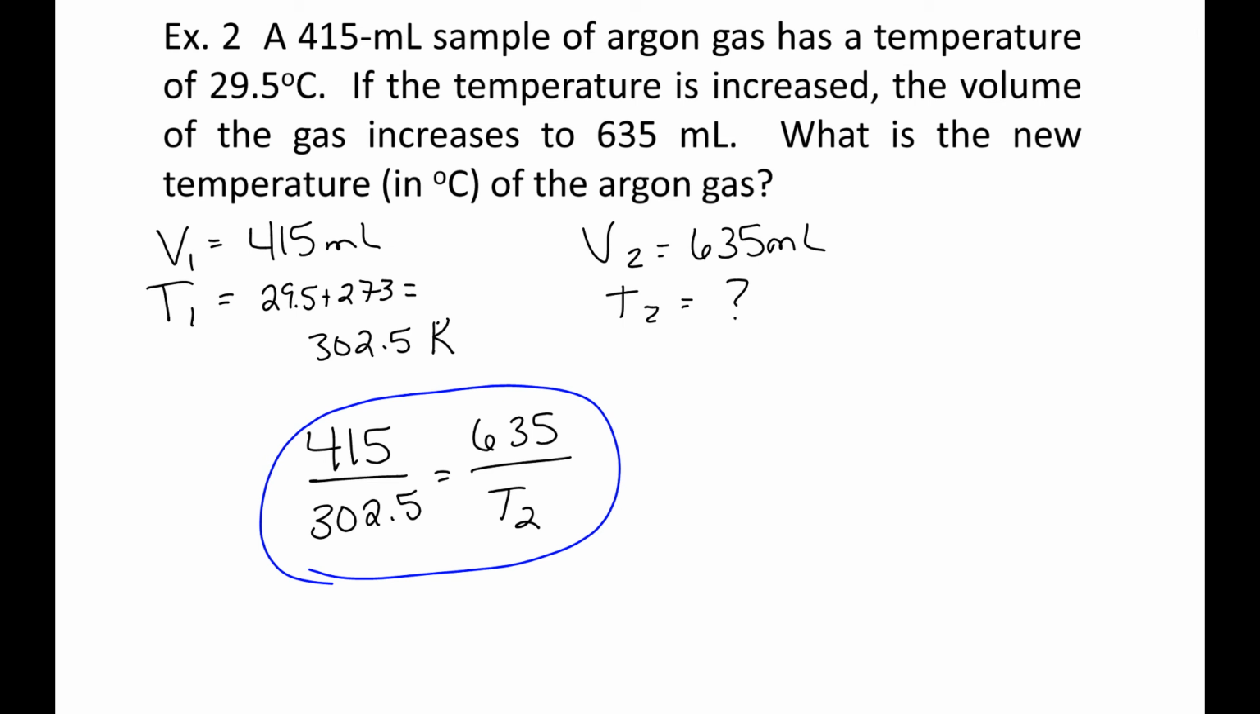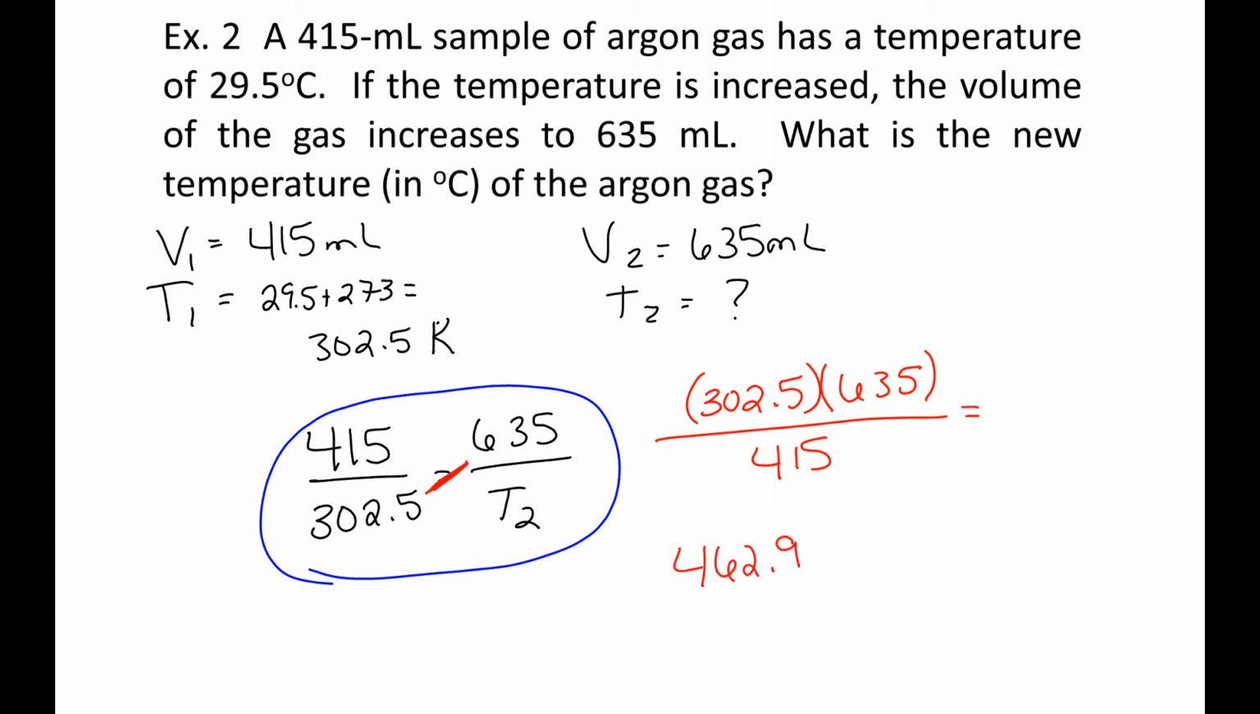Okay? I'm going to go ahead for those that are still kind of confused. We're going to cross multiply that. So it's 302.5 times 635 divided by 415 equals 462.9. Oh, so that's Kelvin. Now, I want this in degrees Celsius, so I'm going to have to subtract 273 from it, and then I get 189.9 degrees Celsius.